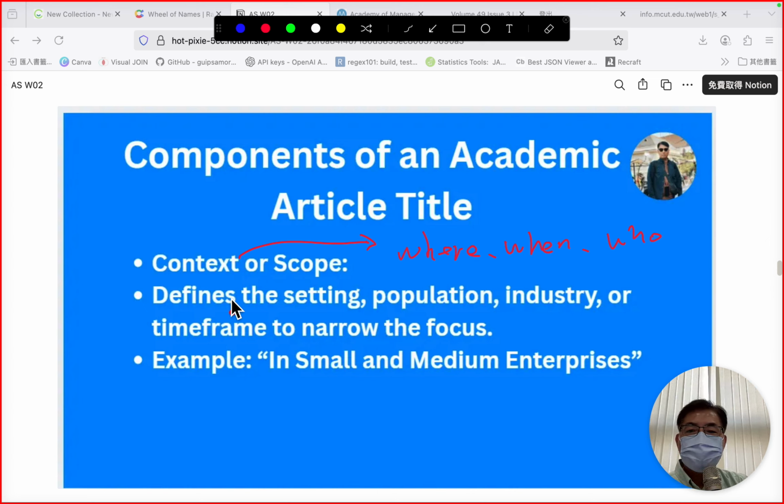So you can see here, define the setting as well as population, industry, or time frame. Okay. So in small and medium sized enterprises, we can call it where. Yes, it's only one. But you just tell we will focus on who, focus on employee or the boss, or the manager, right? So there's another context.